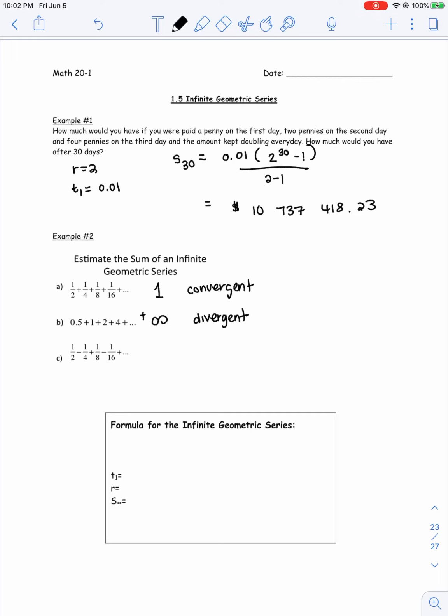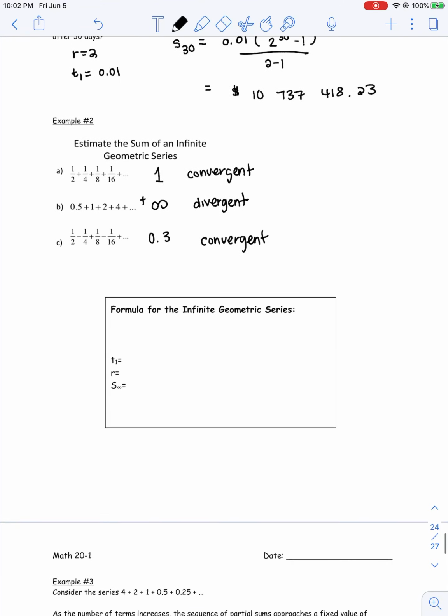Our next one, if you start looking at these numbers, if you take 1/2 and subtract 1/4 and add 1/8 minus 1/16, you'll start to see that the number might approach 0.3. So this is again approximately convergent. So if our numbers approach an actual number, we can say it's convergent. If it approaches infinity or negative infinity, or goes in both directions, we can say that it is divergent. So the formula that we're going to use if a series is convergent, to find the sum of infinite terms, is to take the first term and divide it by 1 minus our common ratio.